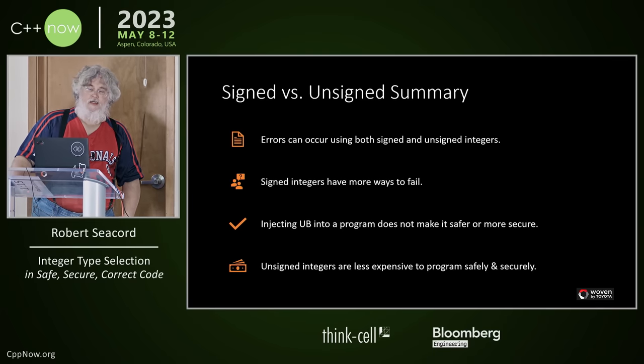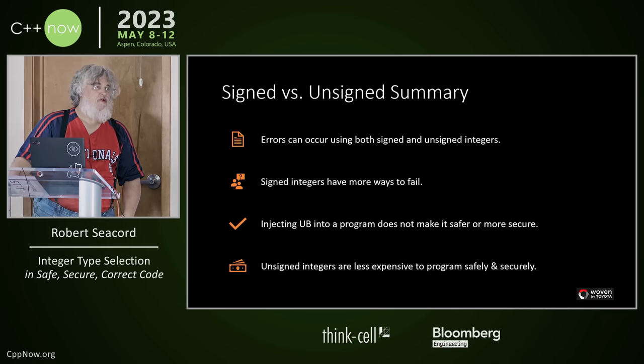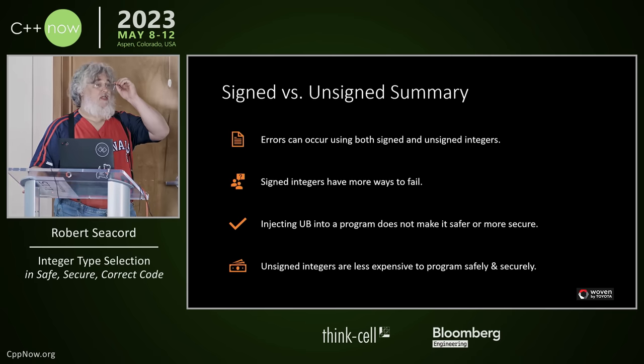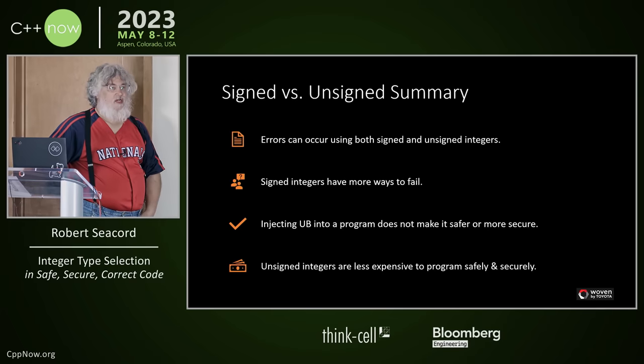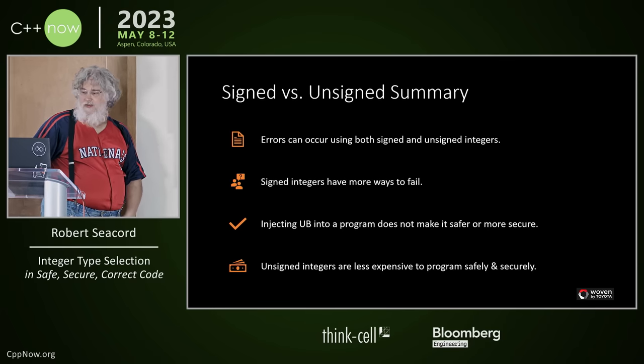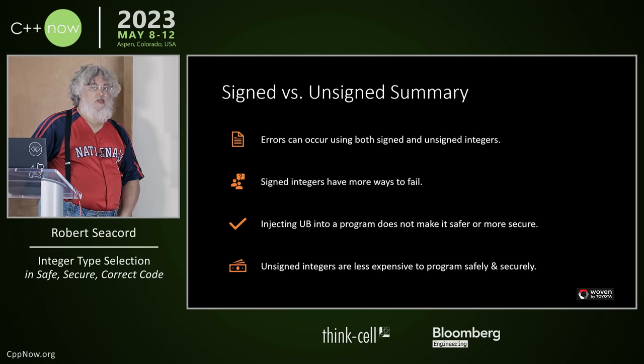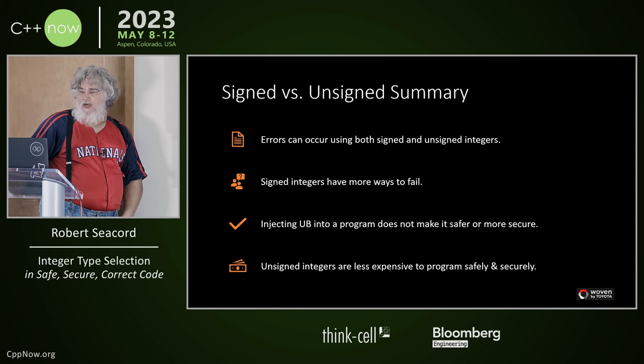So again, whatever you pick, there can be problems. And people can point to it and say there will be problems, and they are right. There's nothing that is a silver bullet. Signed integers have a lot more ways to fail than unsigned integers. There's more things that can go wrong. Injecting UB into a program just doesn't make sense to me.